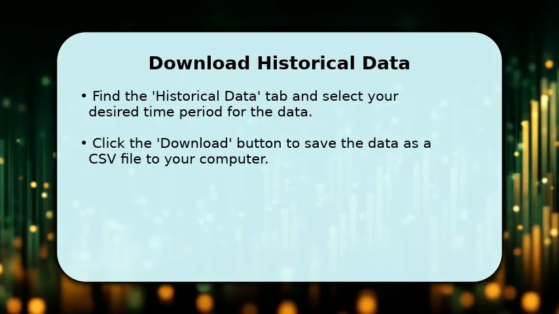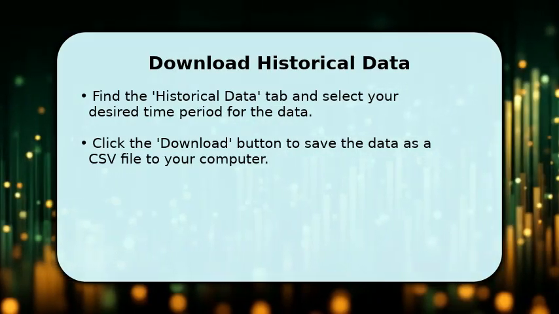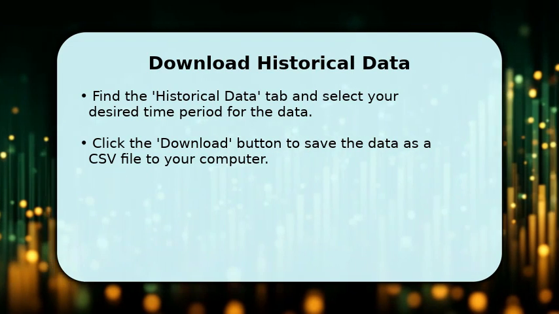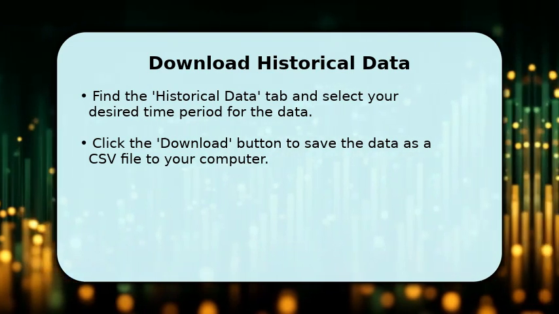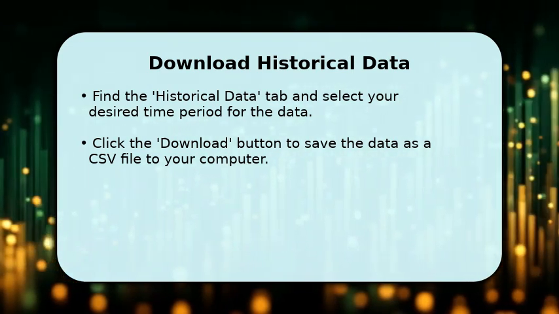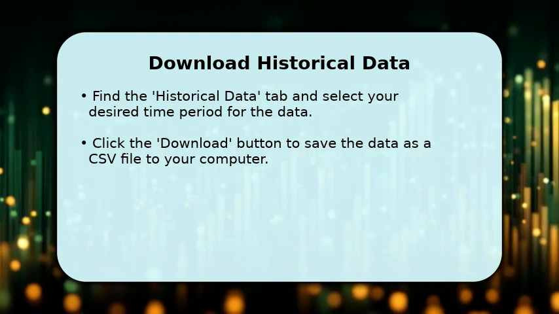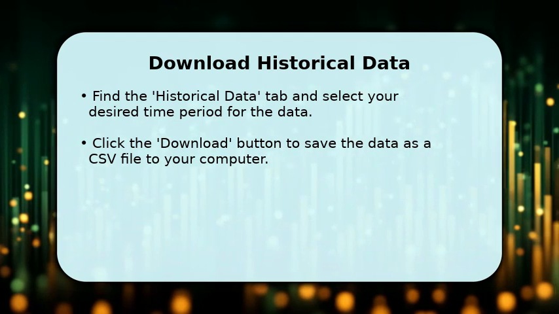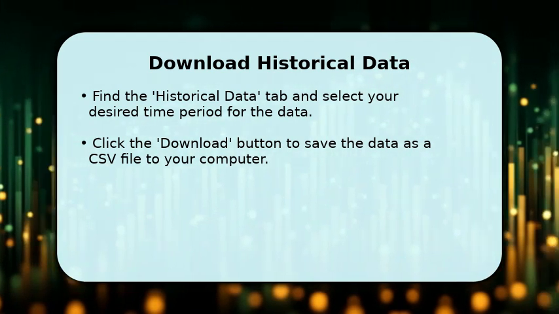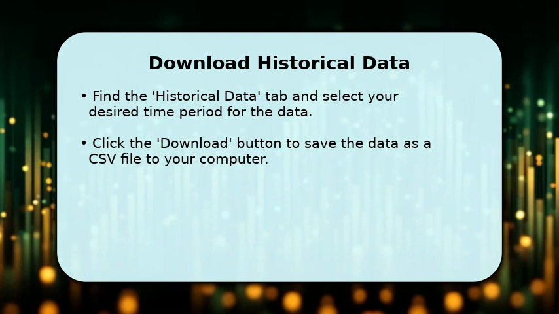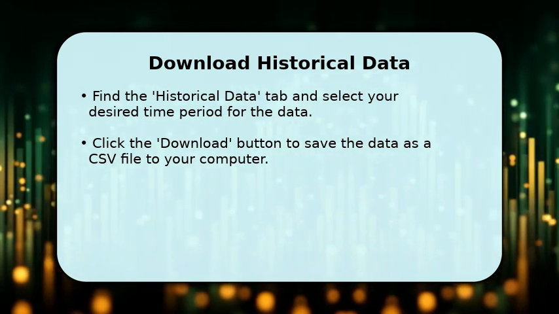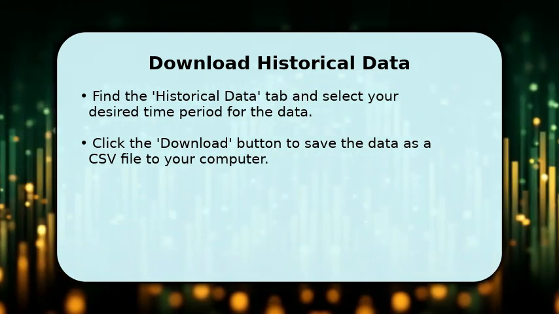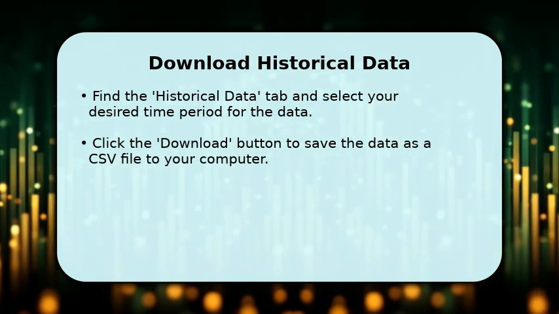Now that you are on the Instruments page, look for the Historical Data tab, usually found below the main chart. Click on this tab. You will then see options to select a specific time period, such as 5 years or maximum data. After choosing your desired range, locate and click the Download button. This action will save a CSV file containing your data directly to your computer's Downloads folder.